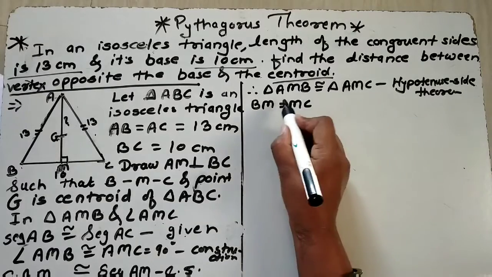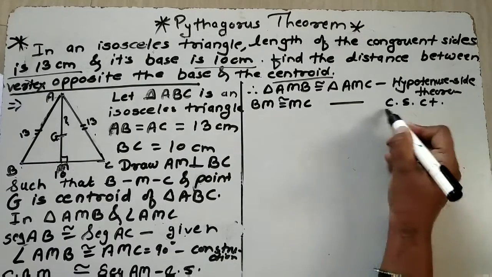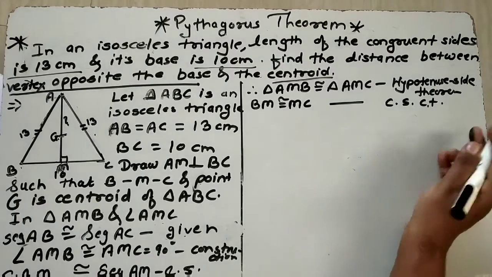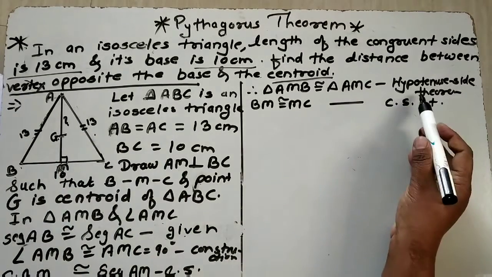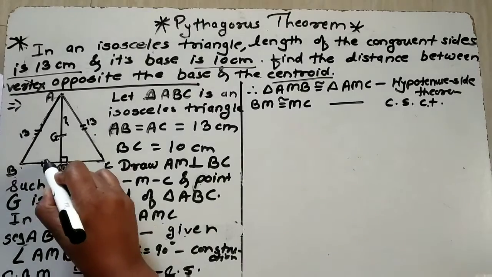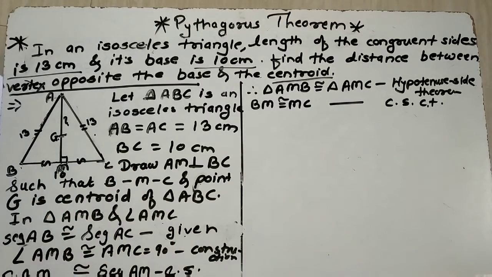BM is congruent to MC, and the reason is CSCT, corresponding sides of congruent triangles. What we had done, first of all, we showed these two triangles congruent to each other by the hypotenuse side theorem. Therefore BM is equal to MC. These are also equal in measure.